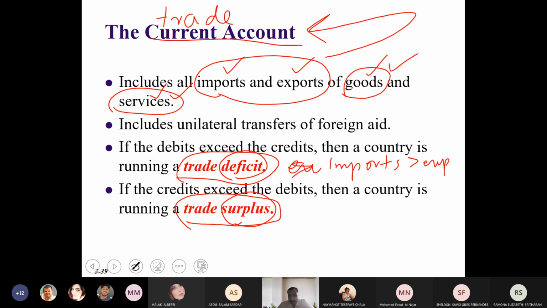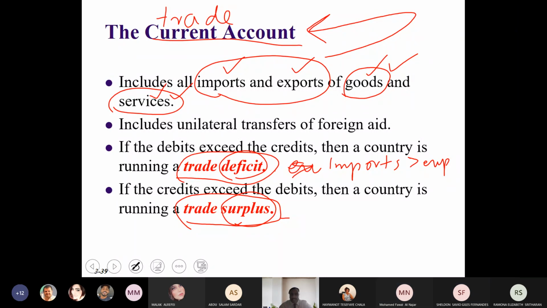Now trade surplus happens when, if you compare between import and export of a country, what do you think? For a country, is it good to have more export than import, or more import than export? Which one of these two is ideal for a country? Having more export and less import, or having more import and less export? More export.